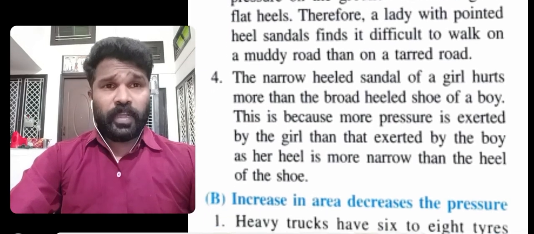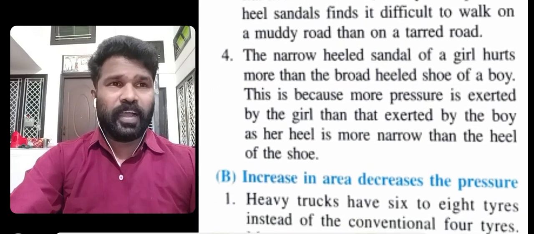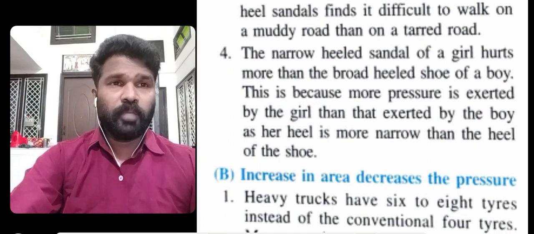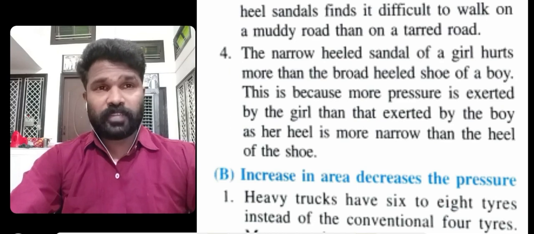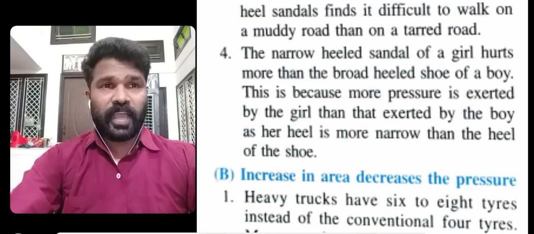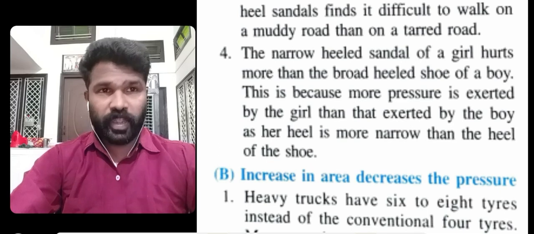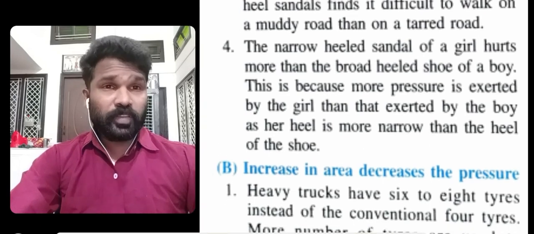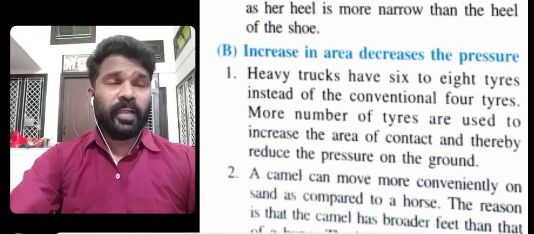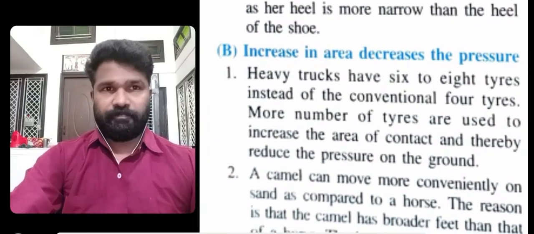The next example is that the narrow heeled sandal of a girl hurts more than the broad heeled shoe of a boy. This is because more pressure is exerted by the girl than by the boy, as her heel is narrower than the heel of the shoe. Okay students, now we are going to discuss examples related to the idea that an increase in area decreases the pressure.